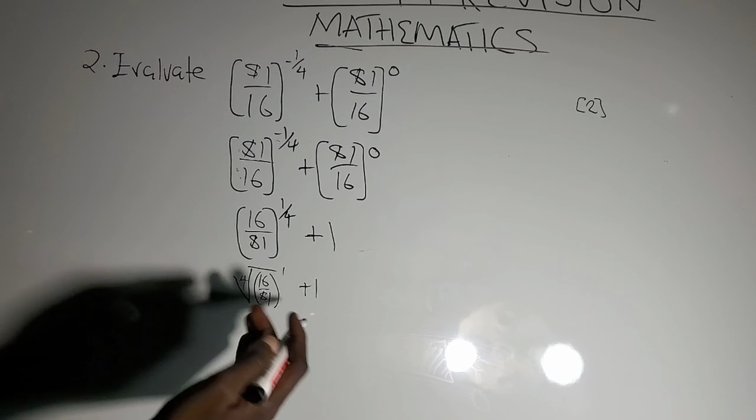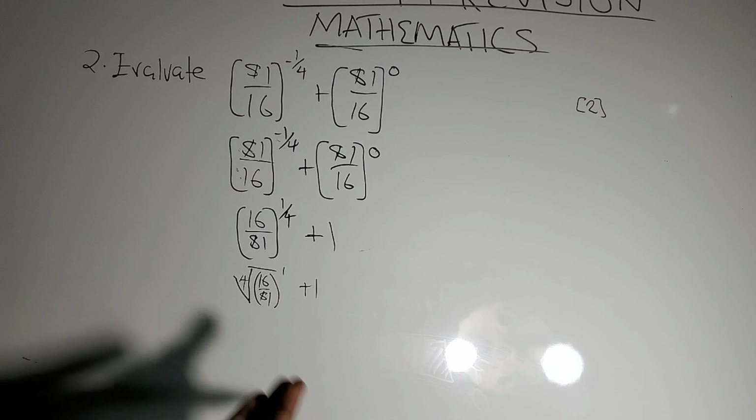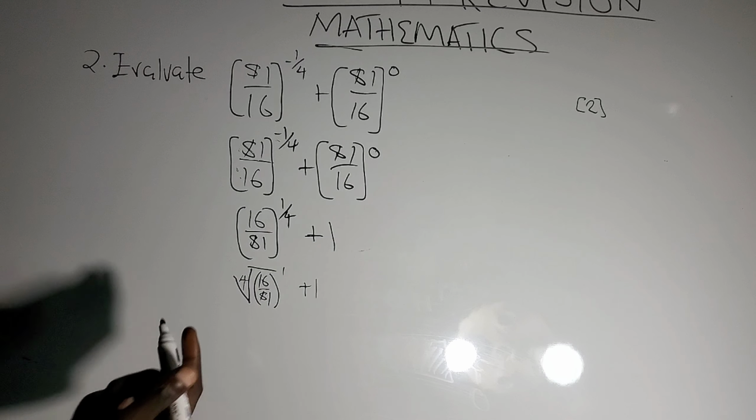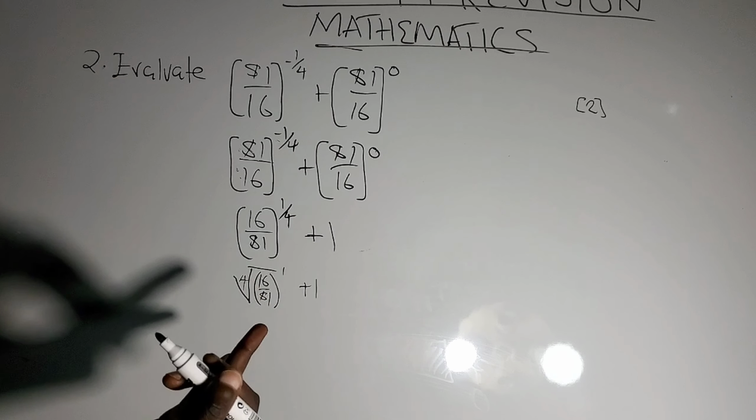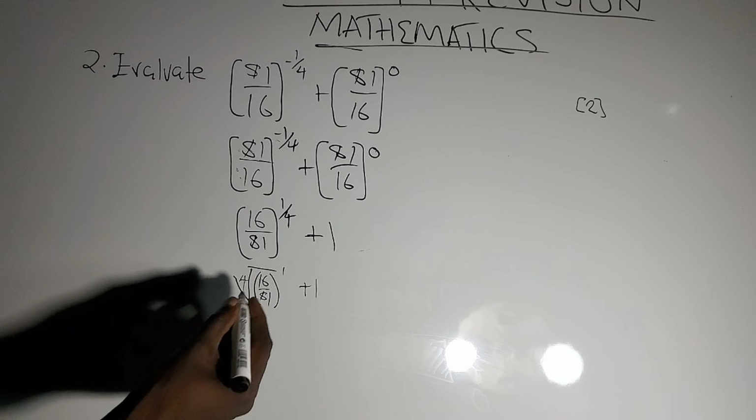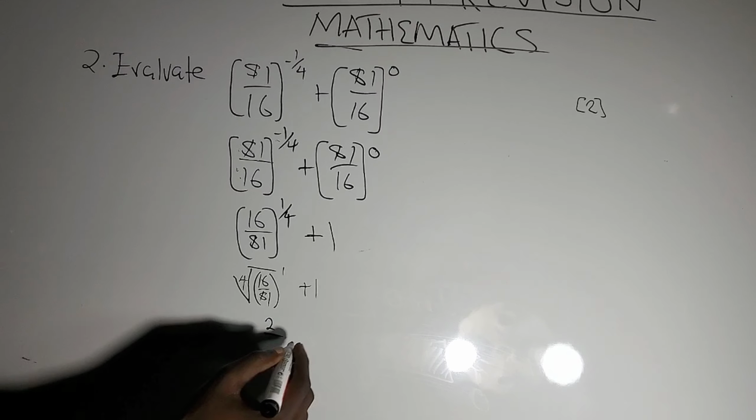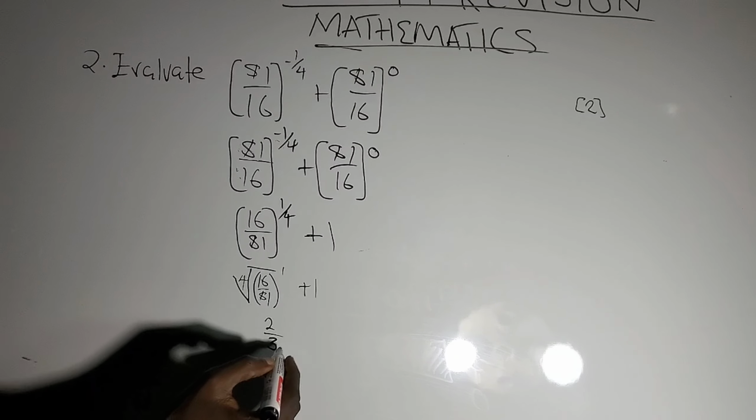Like this, it's of course the power 1 plus 1. So which number, when you multiply itself 4 times, is giving you 16? So if you use 3, 3 times 3 is 9, times 3 is 27, times 3 is 81. Is it 16? No. Now, if we use 2, 2 times 2 is 4, times 2 is 8, times 2 is 16. So the fourth root of 16 is 2. The fourth root of 81 is 3.